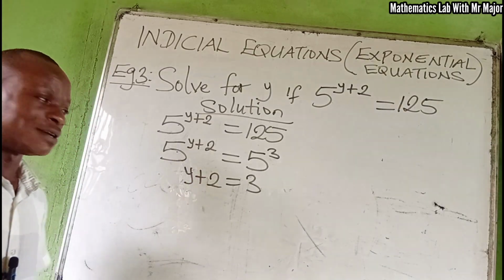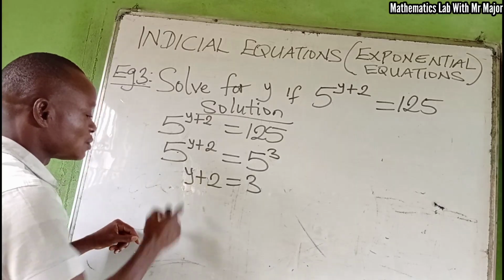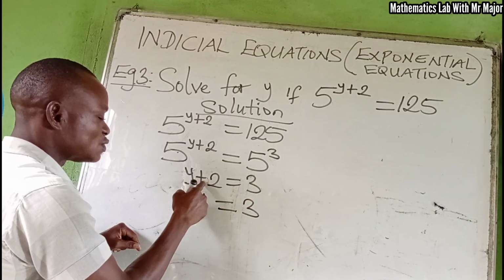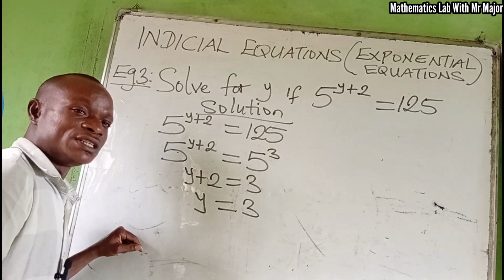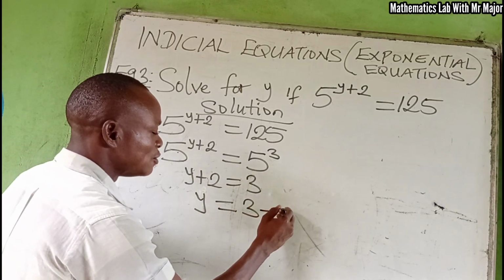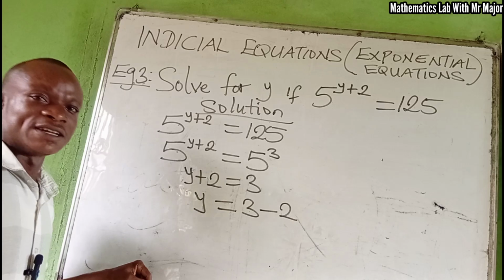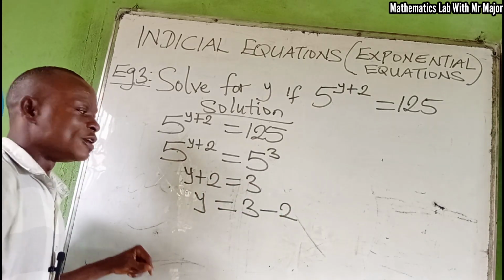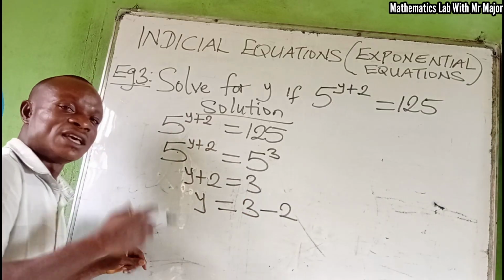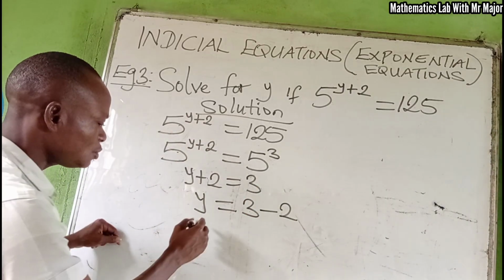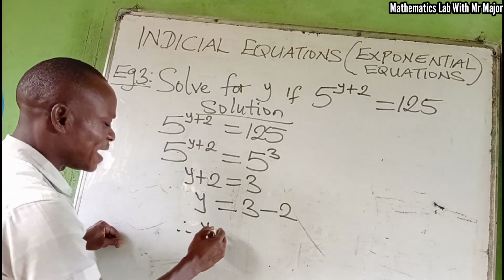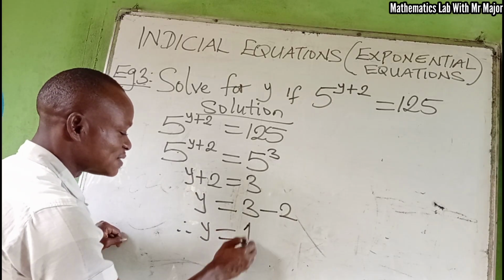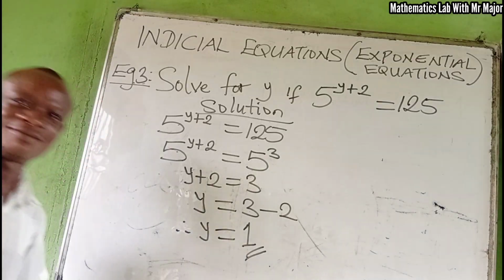We collect our like terms. If we collect our like terms, we'll be left with y equal to 3 here, then plus 2, crossing the sign of equality to the other side becomes minus 2. That is collection of like terms. When a positive number crosses to the other side, it turns negative. If it was negative, when it crosses, it turns positive. So that means our y is equal to 3 minus 2, which will give us 1. That means our y is equal to 1.